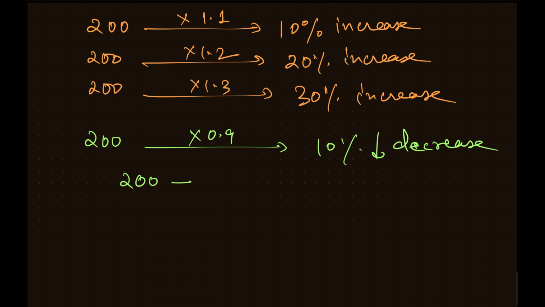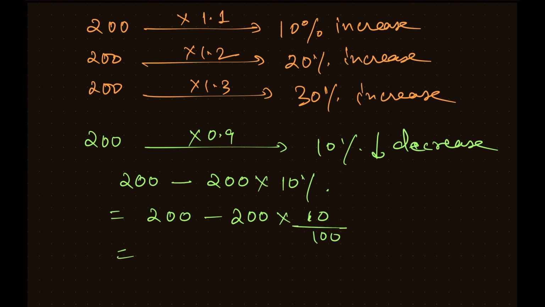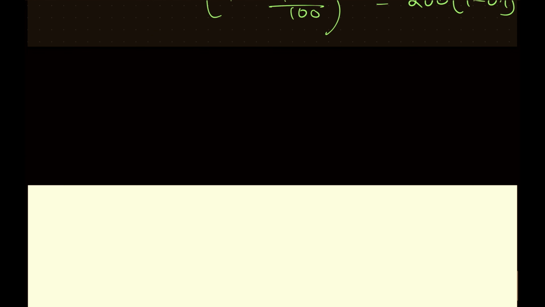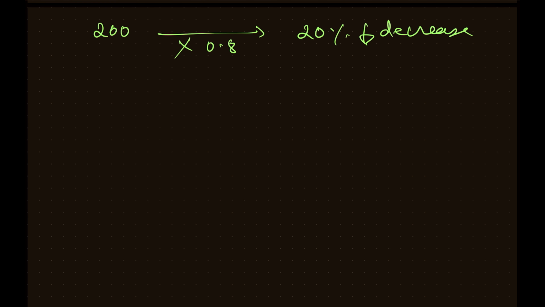So suppose 200 minus 200 into 10%. Here also we will take 200 minus 200 into 10 by 100. If we take 200 common, we get 1 minus 10 by 100, and if we find it, it will be 200 into 1 minus 0.1. So we saw if 200 is decreased by 20%, we will simply multiply it by 0.8. Okay, so this is the thing.